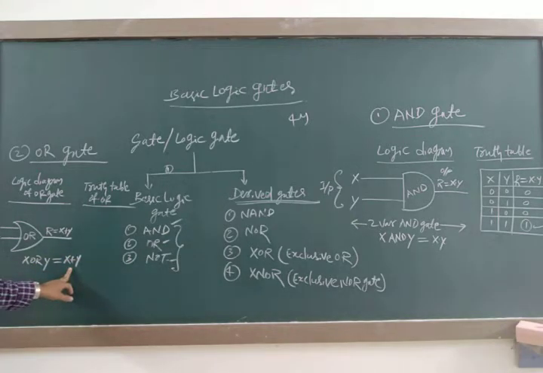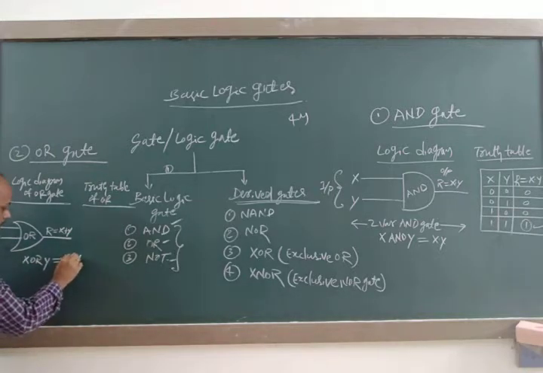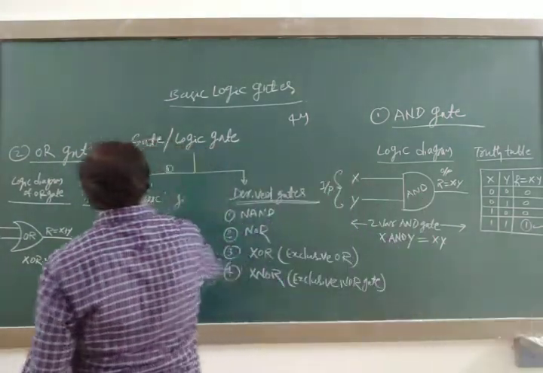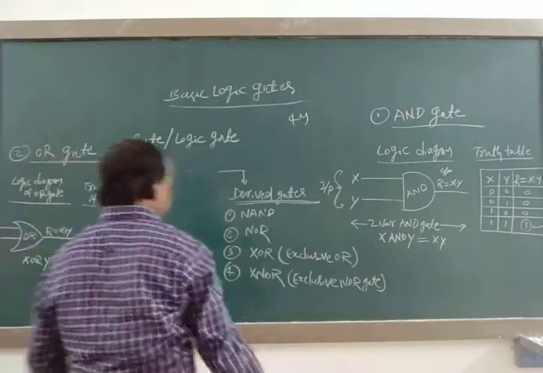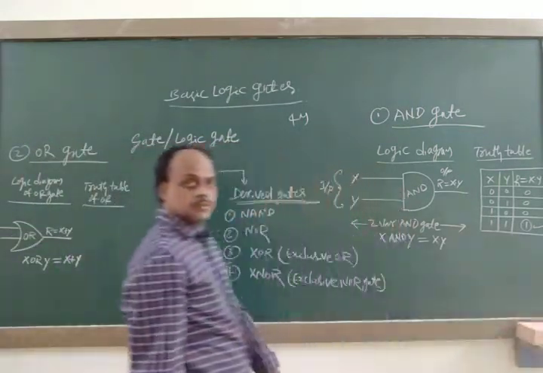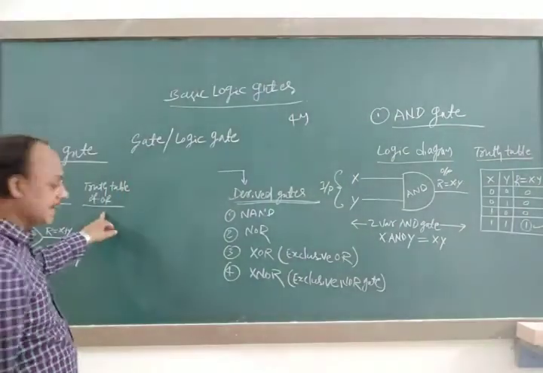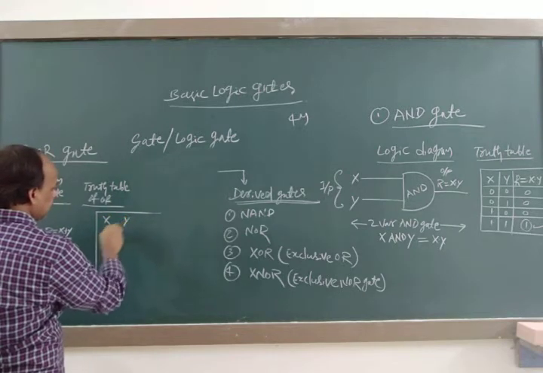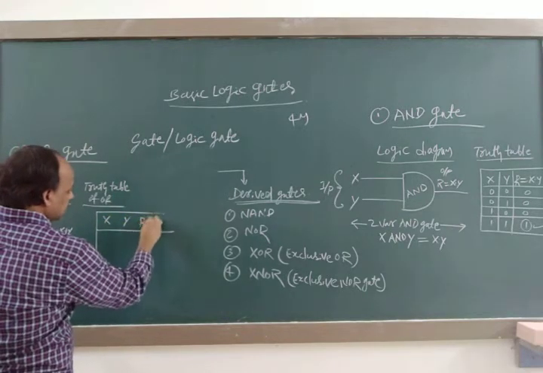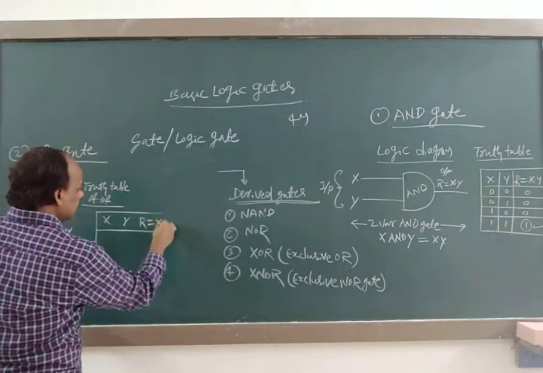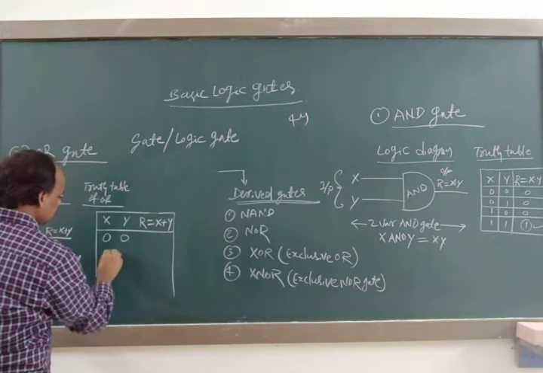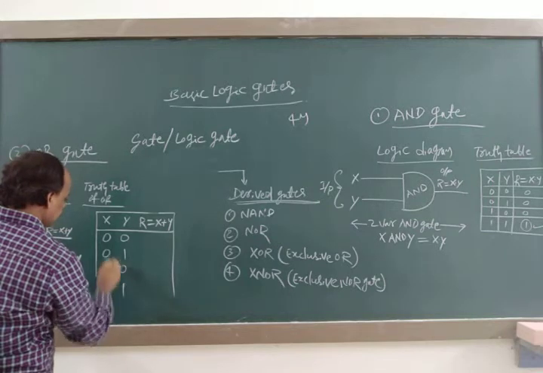X plus Y means plus is nothing but the OR gate operator, right? So now write the truth table for OR gate. X and Y are the inputs. Resultant expression R is equal to X plus Y. So 2 variables means 0 0, 0 1, 1 0, 1 1.